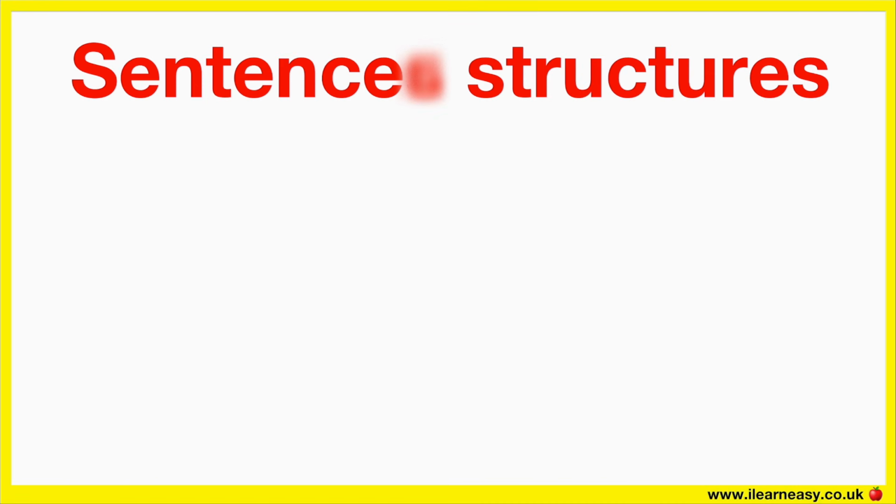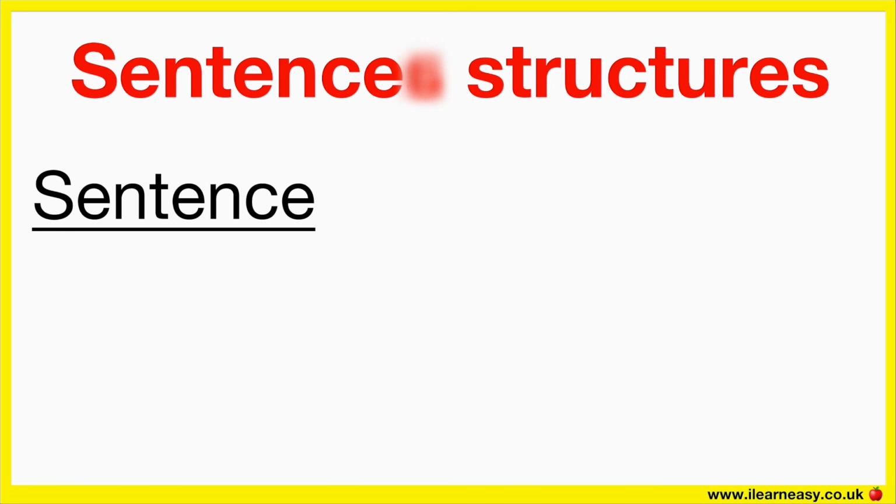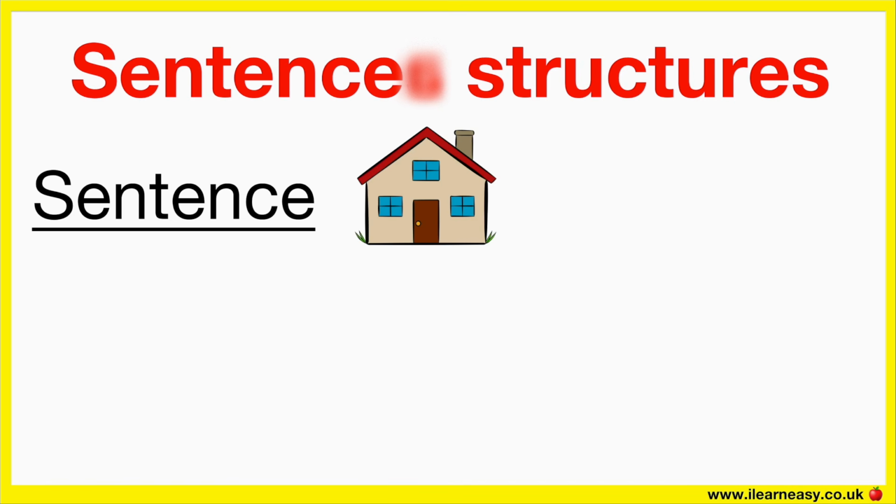Sentence structures. There are different types of sentence structures in English. A sentence is a set of words that is complete in itself and generally contains a subject and a main verb. A sentence also contains the correct punctuation. Think of it as a complete structure, like a house.